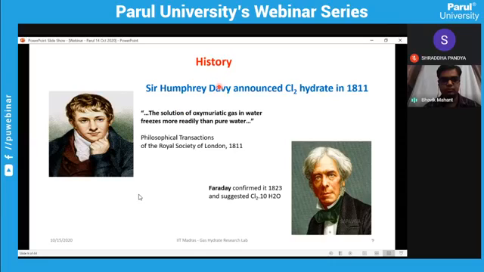So history: you can see that the first time, Sir Humphrey Davy, the greatest physicist and chemist of his time, did an experiment. You know that London has a colder climatic environment than ours. So he did some experiment at that time, at night, and he put chlorine gas in some equipment, and because of the low temperature, that chlorine was converted into gas hydrate for the first time. Then he mentioned in his research that the solution of oxymuriatic gas in water freezes more readily than pure water. He didn't understand what happened the first time, and no one could understand what happened. So he said that it freezes more readily than pure water. Oxymuriatic means chlorine. He was trying to say that chlorine also freezes. So this is the first encounter of gas hydrate.